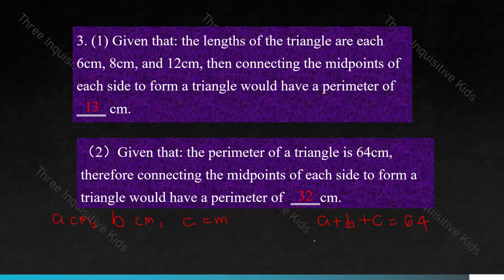Now, if we had a side that was 1/2 of A, one of the sides of this smaller midline triangle, plus 1/2 of B, plus 1/2 of C. Added together, we will have a sum that is 1/2 of the original sum, 64, which would be 32. So in the end, we will have 32 centimeters as our answer.